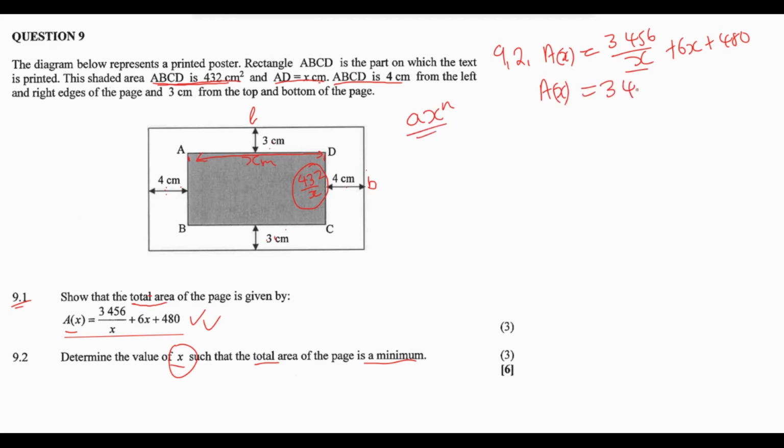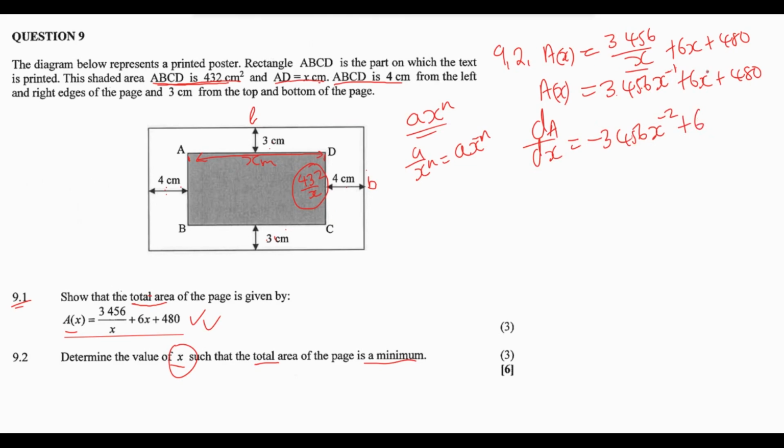So it's 3,456 times x to the power negative 1. Remember, a over x to the power n is the same as a times x to the power negative n. And then plus 6x plus 480. Now let's derive area with respect to x. Negative 1 times 3,456, that is negative 3,456. Then x to the power negative 1 minus 1, that is negative 2. Then plus the derivative of 6x, which is 6, because 1 times 6 is 6.